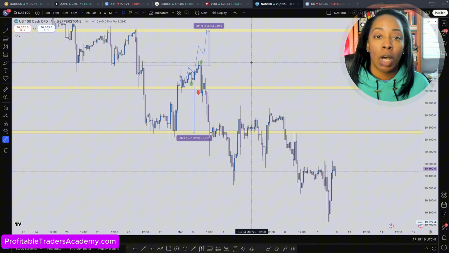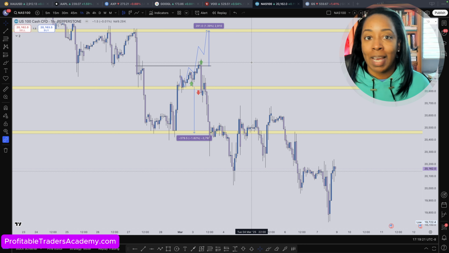NAS100 over the last week was basically continuing the downtrend that it had in the previous week. So this week, what we're going to do is analyze some potential areas where we could take trades from. We're going to analyze my entries, my exits, and my profit target zones, so that way you can have an idea of what could potentially happen inside of the NAS100 market this upcoming week.